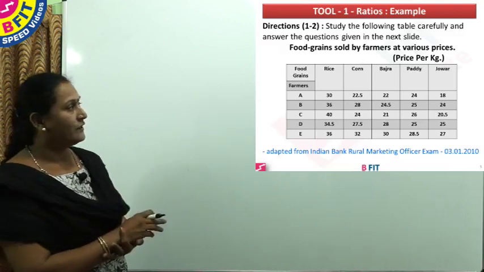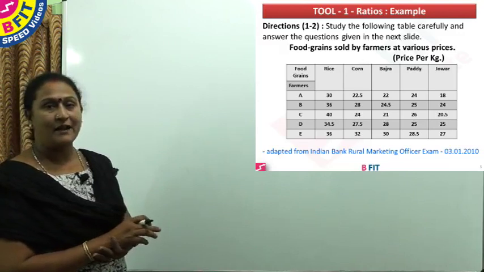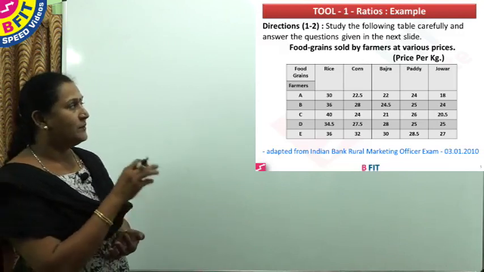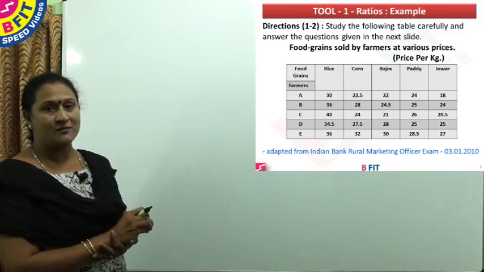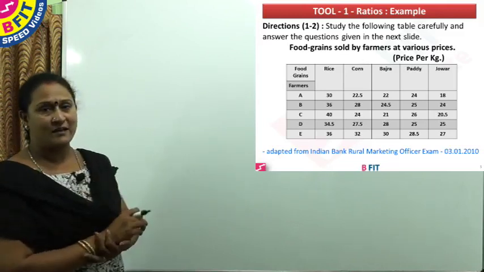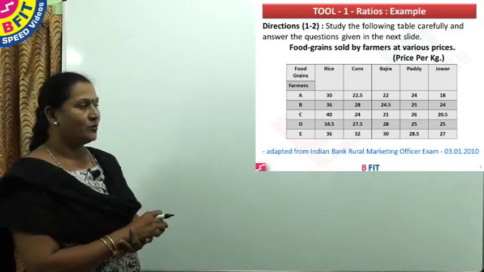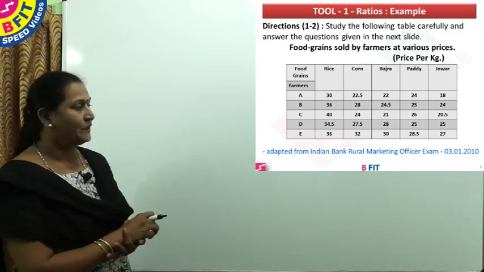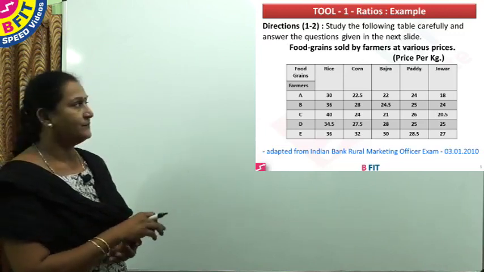So what are all the food grains? Rice, corn, bajra, paddy and jowar. In this table, we have the price per kg, at what cost per kg each farmer sells. This question was adapted from the Indian Bank Rural Marketing Officer Exam 2010. And now we'll see the questions.